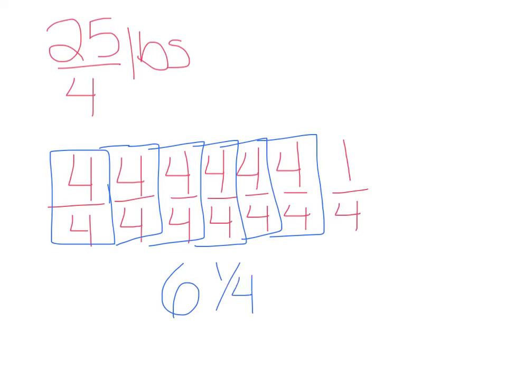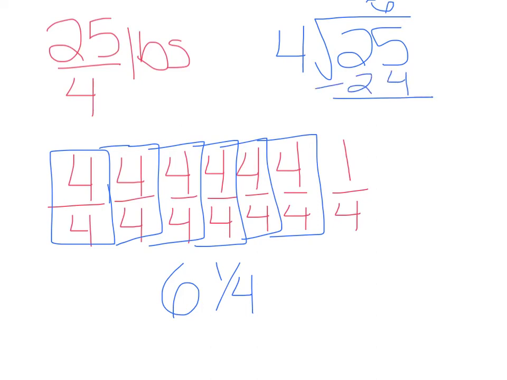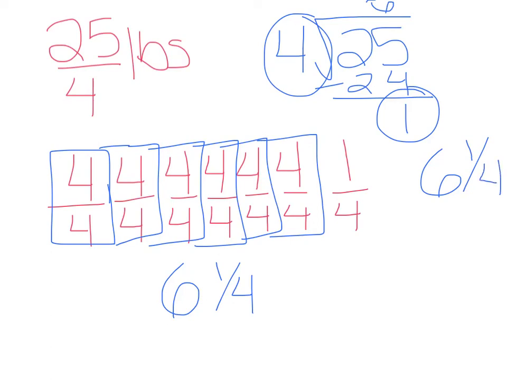Now, there was a simpler way to do this problem to simplify it. We can look at how many times 4 can go into 25. So 25 divided by 4. Well, I know it can go in 6 times. 6 times 4 is 24. Subtract, we're left with 1. So we have 6 and 1/4. That's another way we can work on getting a simplified answer.